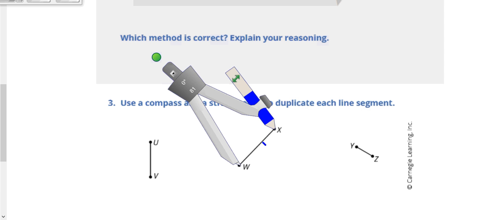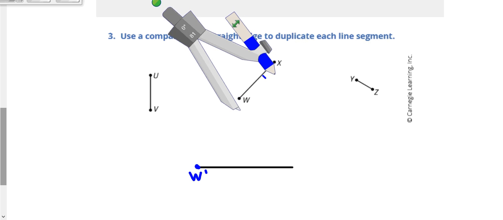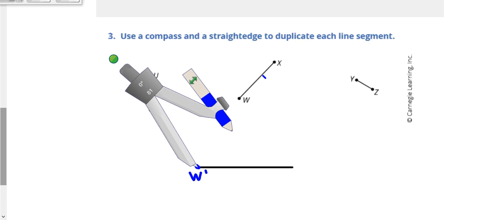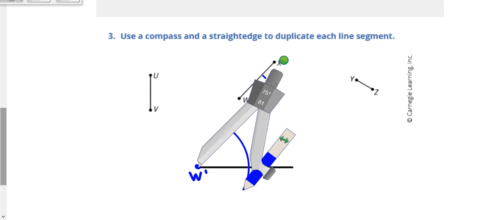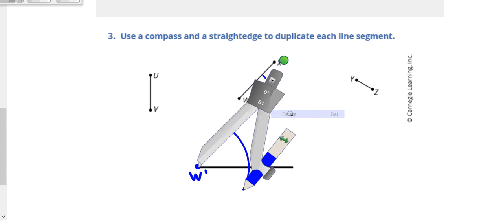You don't squeeze it. You don't make it bigger, because basically what you're doing is measuring out the distance from W to X. If you ever watch those movies where they do that thing on the maps, with old ships and stuff, this is kind of what they do. They're measuring out distances. But anyway, now I'm going to take that exactly same distance. I'm going to put my pointy end on W prime, and then I'm going to come down here and draw an arc through that line segment. I then get rid of my compass.